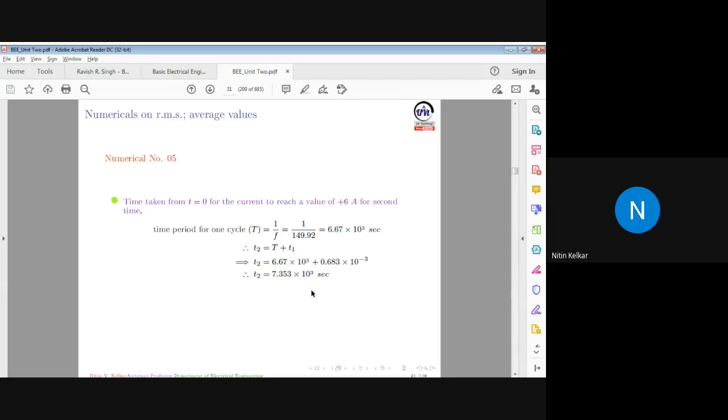So please check whether you are also getting the same values or not, so that we can proceed further. The final value of T is 7.353 into 10 raised to minus 3 seconds. At this particular time, once again, the current will become equal to 6 ampere. So this is how we can solve the numerical and get the expected answer.